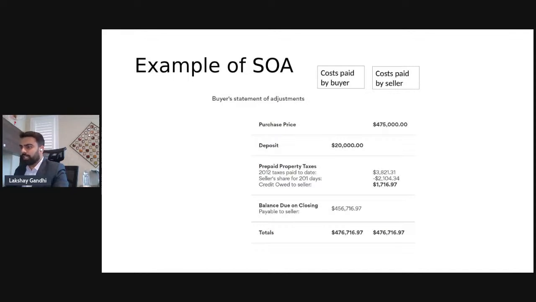So what do they get? They get a deposit from the buyer, so that is subtracted from the purchase price, and then we adjust any of the 2020 property taxes that might have been paid. So for example, the seller was in the house for 201 days out of the 365 days, but because the seller had paid the entire year's worth of property taxes, they need to be backed out from it, and there is a little bit of a credit owed to the seller, which is $1,716.97.